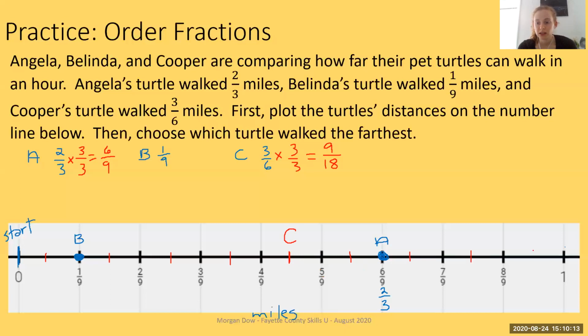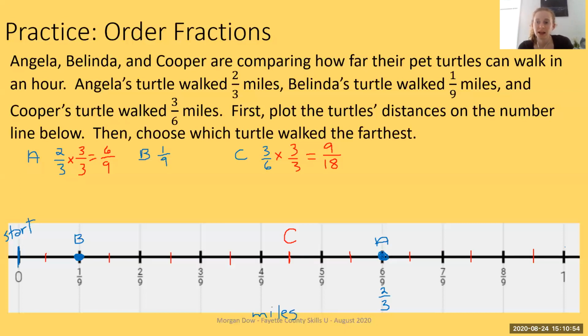So C is a good example of a fraction that's not going to exactly line up with the fractions that were already plotted for us on the number line, but we can, with a little bit of work, figure out where it belongs on the number line anyway. So we got point B here at 1/9, point C here at 3/6, or 1/2, or 9 18ths, or 4 1/2 ninths. Lots of different ways we could say it. And then point A there at 2/3. So we got all of our points on there.